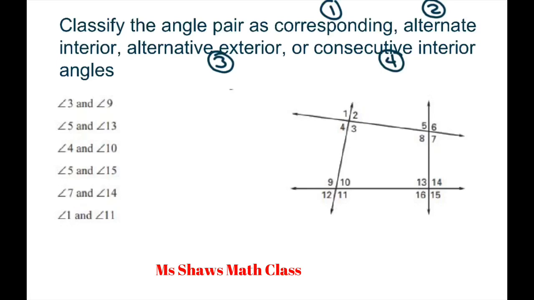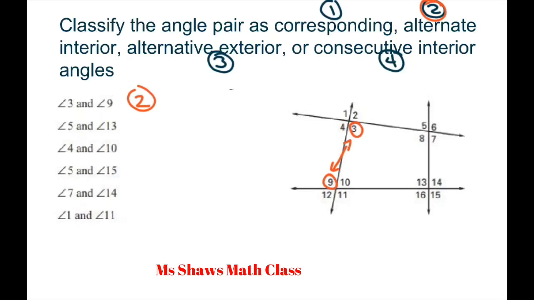So let's get started. We have angle 3 and 9. Those are called alternate interior because they're on the interior and they alternate. They're across from each other like that. So that's going to be number 2. I'm using number 2 here.